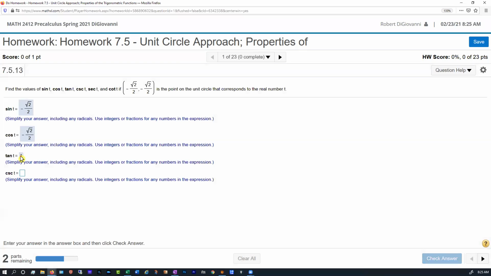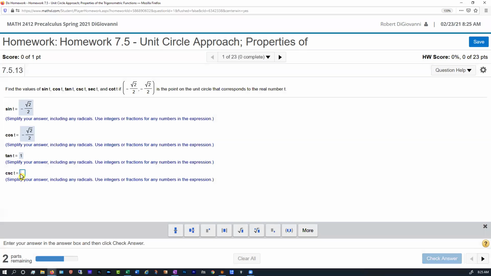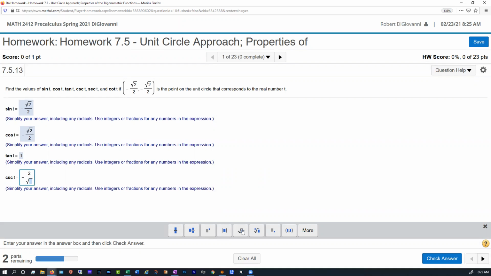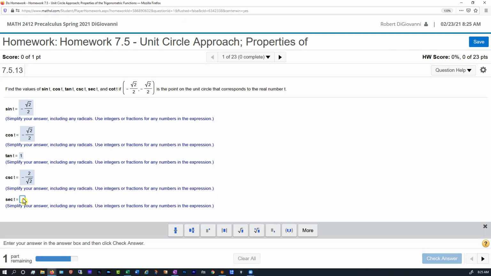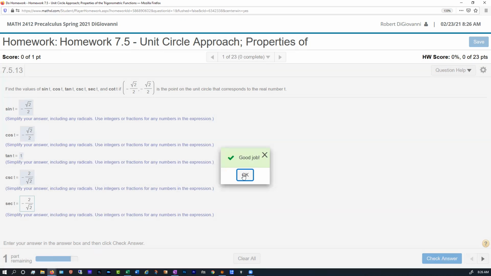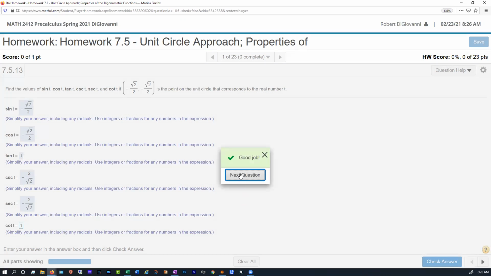And then the other 3 are just those flipped over. So cosecant would be negative 2 over the square root of 2. Good. Next one will be exactly the same, it's just flipping the cosine over, negative 2 over square root of 2. And finally, cotangent will be just 1 flipped over, which is 1.